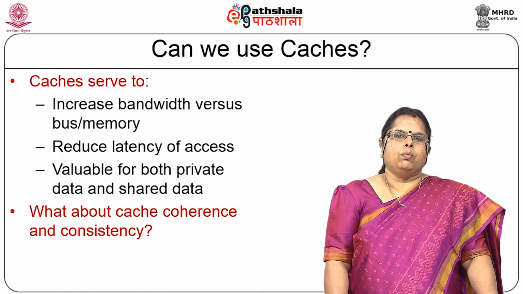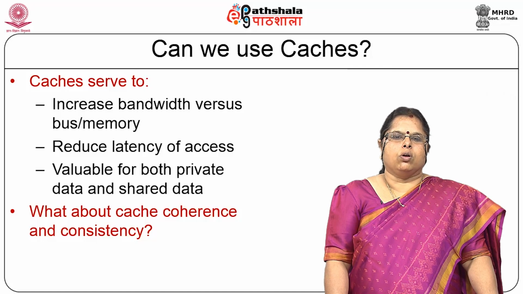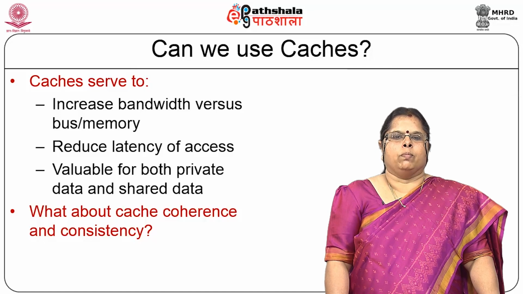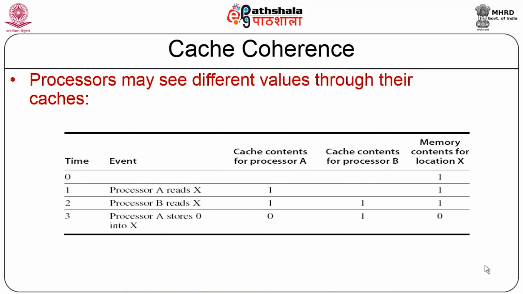But the moment you bring caches into a multiprocessor system, you also have the problem of what is called the cache coherence and cache consistency problem. Remember, in a memory hierarchy itself, when one block of data was transferred from main memory to cache, and the cache got modified, we had a consistency problem. So we looked at either a write through protocol or a write back protocol to ensure that both copies have consistent information. That was in a uniprocessor architecture.